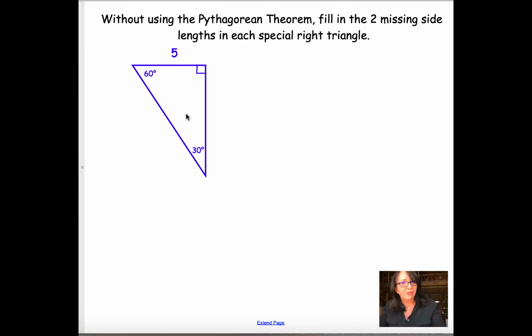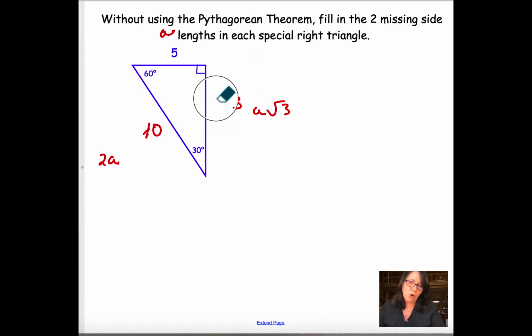If I know 5 is across from my 30 degrees, normally this is how it would work. Across from the 30 is your A value. Across from the 90 is your 2A value. And across from the 60 is your A root 3 value. So if across from the 30 is 5, then across from the 90 is 2 times 5, which is 10. And then across from the 60 would be 5 root 3.